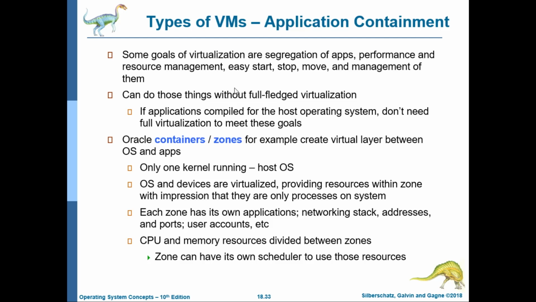For example, Oracle containers or zones create a virtual layer between the OS and apps. So only one kernel is running, which is the host OS. The OS and devices are virtualized, providing resources within a zone with the impression that there are only its own processes on the system. Each zone has its own applications, networking stack, addresses and ports, user accounts, and others. CPU and memory resources are divided between zones. Zones can have their own scheduler to use those resources.